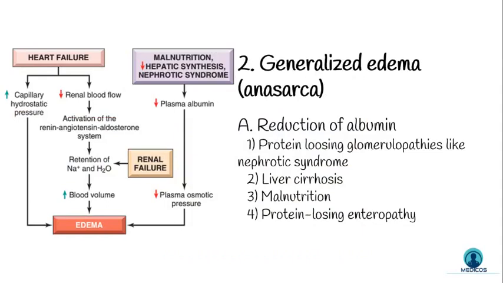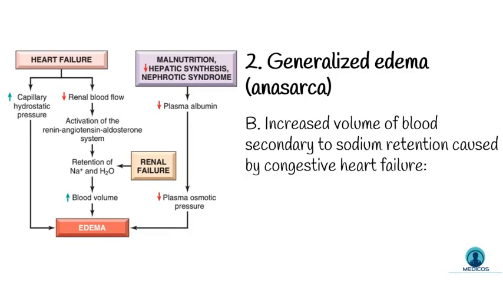The second classification is generalized edema, or anasarca, and it occurs due to either reduction of albumin, or oncotic plasma protein, or increased blood volume. When it comes to reduction of albumin, it might occur due to excessive loss or reduced synthesis, as caused by nephrotic syndrome, liver cirrhosis, malnutrition, and protein-losing enteropathy. But it might also occur due to increased volume of blood secondary to sodium retention caused by congestive heart failure.